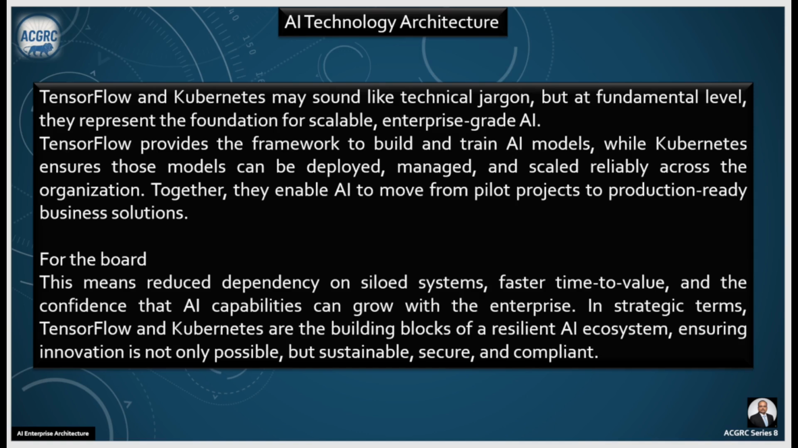This means reduced dependency on siloed systems, faster time to value, and the confidence that AI capabilities can grow with the enterprise. In strategic terms, TensorFlow and Kubernetes are the building blocks of a resilient AI ecosystem, ensuring innovation is not only possible but sustainable, secure, and compliant.